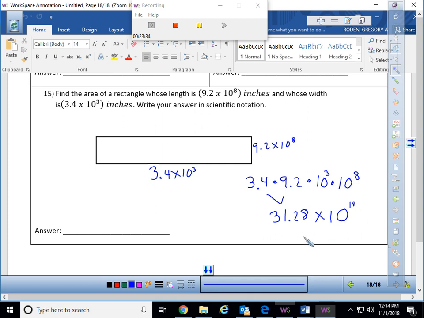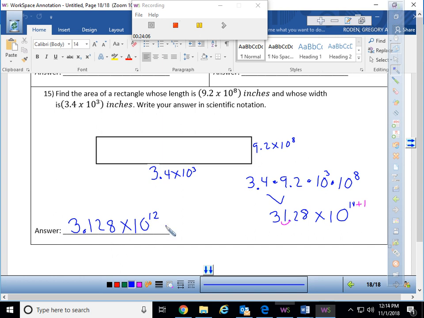Now, am I done? Well, no, I'm not done because I'm not in scientific notation now. So I have to change the color here a little bit. I'm going to scoop-de-loop one here, and then I'm going to add one to that. So let's write our final answer on the line over here. So it's 3.128 times 10. Now, what's 11 plus 1? Yeah, that's just 12. And there's our answer in scientific notation.